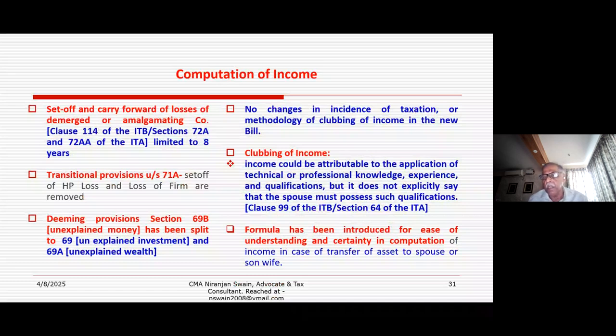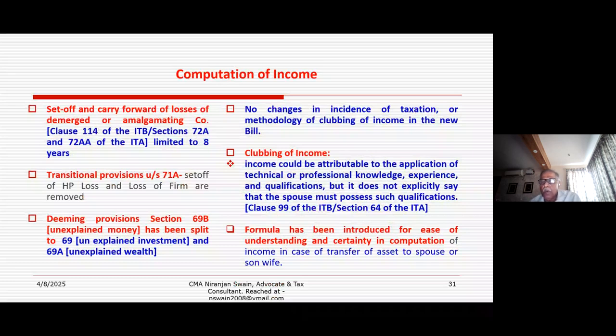No change in the incidence of tax or the methodology of clubbing, because clubbing has many provisions. Asset transfer without adequate consideration, transfer of income without transferring the asset, and joint individual property becoming joint family property: in those cases the clubbing provisions are applicable. Similarly, minor's income and income of the spouse are clubbed. So in these provisions, major changes have not taken place. But one of the major changes is in the case of the spouse.